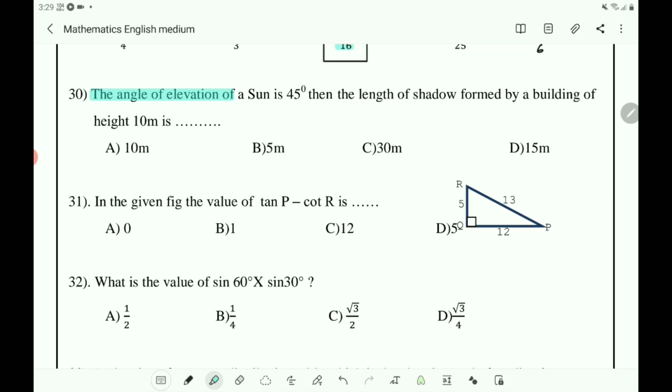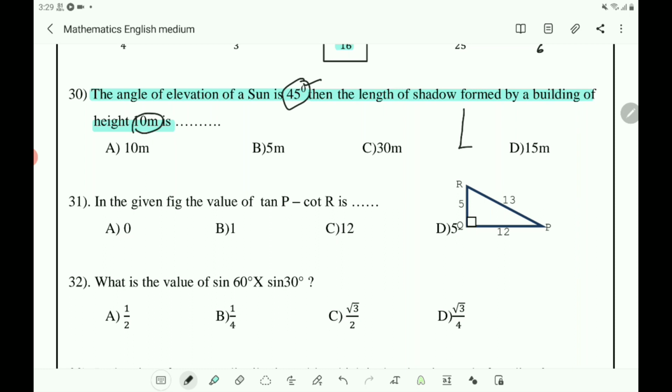The angle of elevation of sun is 45 degree. Then the length of shadow formed by a building of height 10 meter is? Many times we discussed that, in this case, if the angle of elevation or angle of depression is 45 degree, naturally here you will get an isosceles right angle triangle in which two sides are equal.